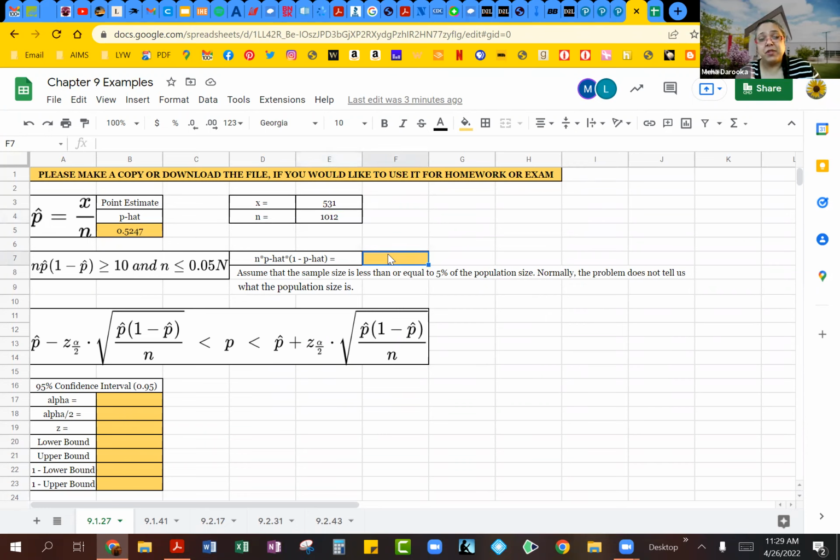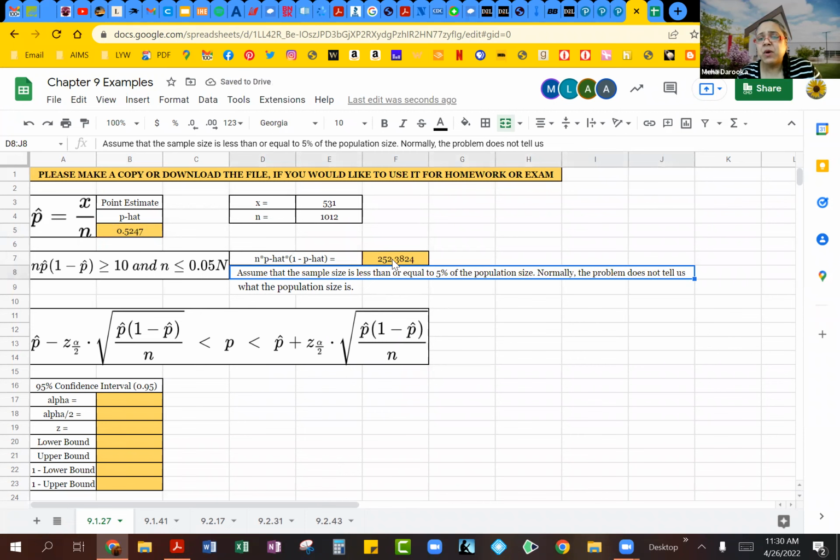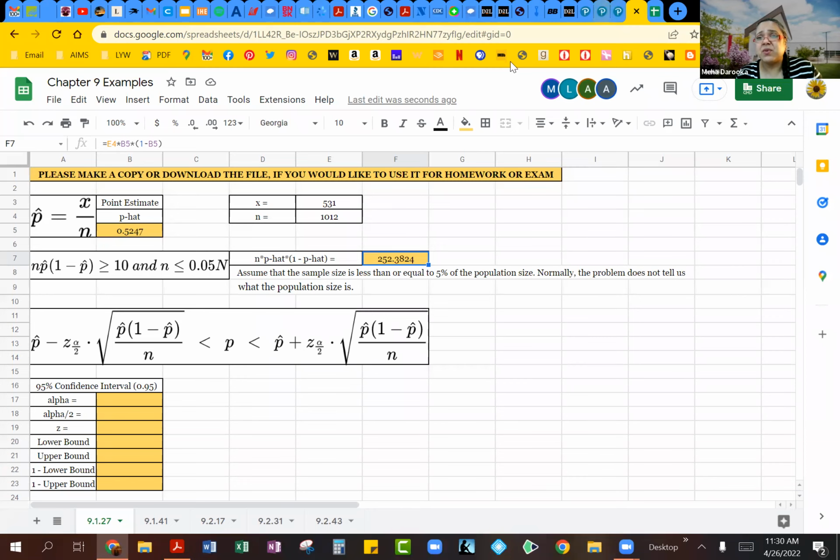All right, so let's check for the n times p hat times 1 minus p hat. This is where, again, I'm going to just use the cells instead of typing in the numbers. So my n value, of course, is the 1012. I'm going to multiply that with p hat, which is what we just calculated earlier, so the 0.5247, and I'm just going to leave it at 4 decimal places, times, and then in parentheses, I'm going to do 1 minus p hat. So of course, click on that cell one more time, close my parentheses. And we just want to make sure this number is 10 or greater than 10. And of course, you can see 252 point something, so big enough.